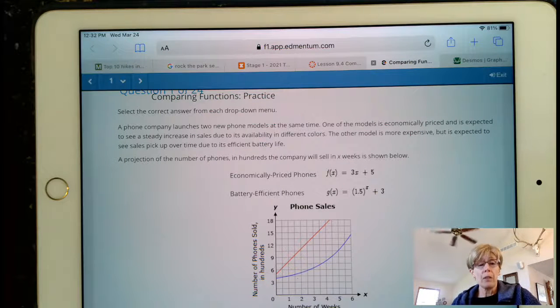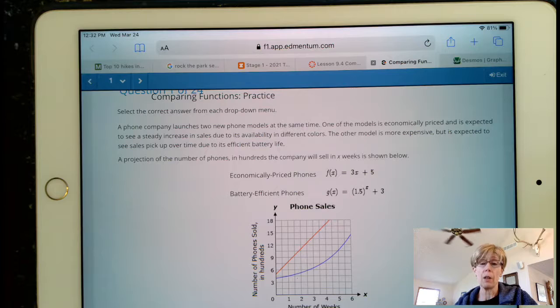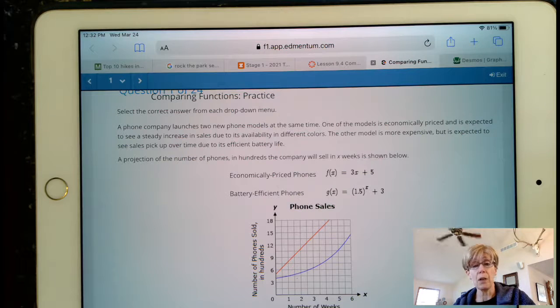Select the correct answer from each drop-down menu. A phone company launches 2 new phone models at the same time. One of the models is economically priced and expected to see a steady increase in sales due to its availability in different colors. The other model is more expensive, but is expected to see sales pick up over time due to its efficient battery life. A projection of the number of phones in hundreds the company will sell in X weeks is shown below.